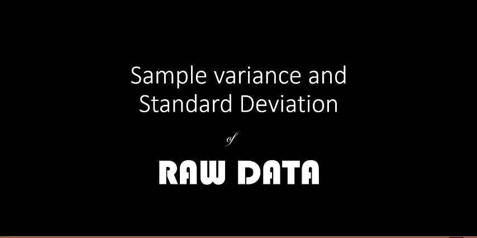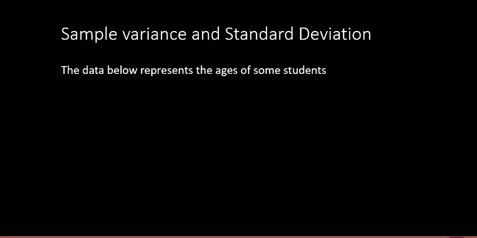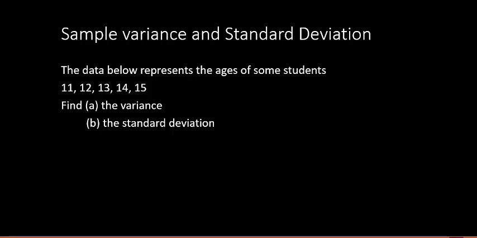In this discussion, we are going to look at sample variance and standard deviation of raw data. Let's start with our first illustration. The data below represents the ages of some students. We have 11, 12, 13, 14, and of course 15. The question says find A, the variance, and B, the standard deviation.